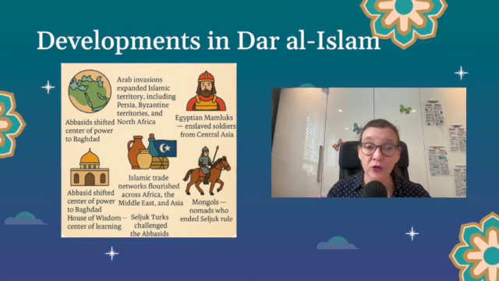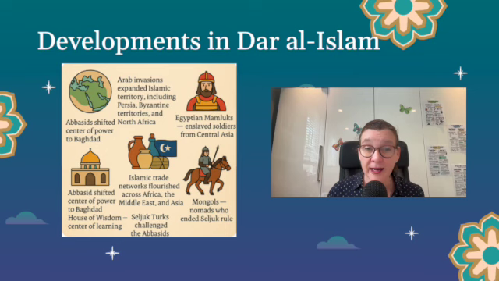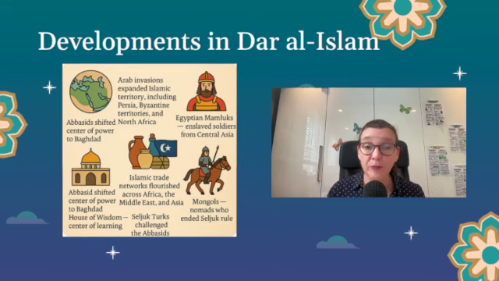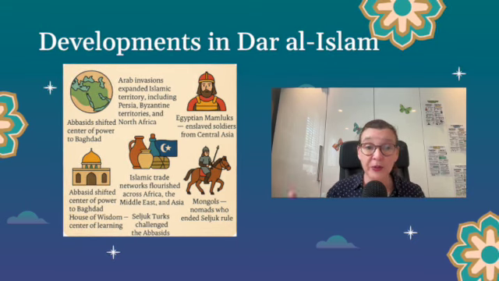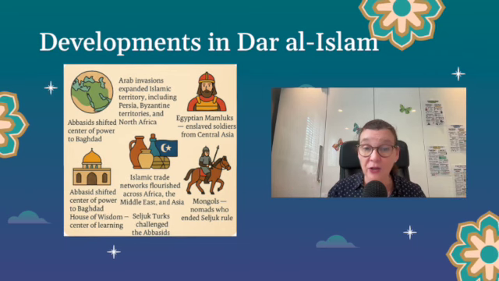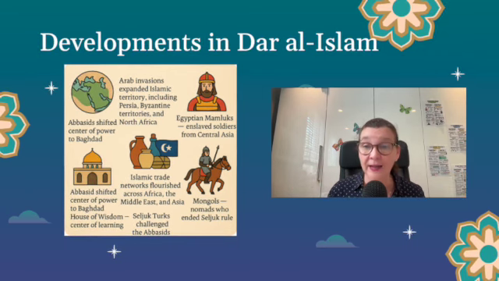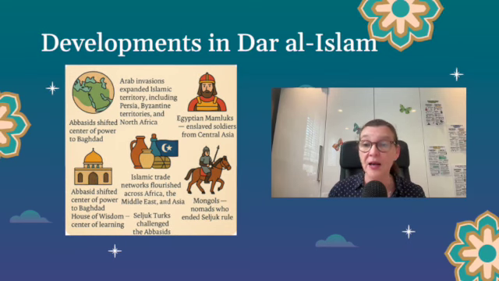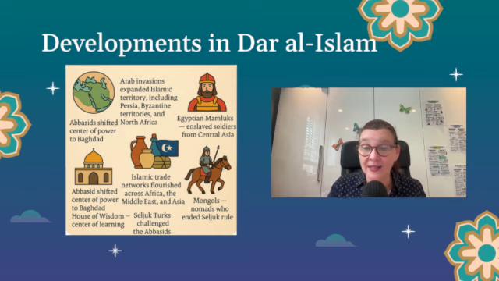While all this political drama was going on, Islamic trade networks were thriving. The Muslim world connected Africa, the Middle East, South Asia, and Southeast Asia through the Indian Ocean trade and the Trans-Saharan trade routes. These routes helped spread not just goods, but ideas, technology, and Islam itself.